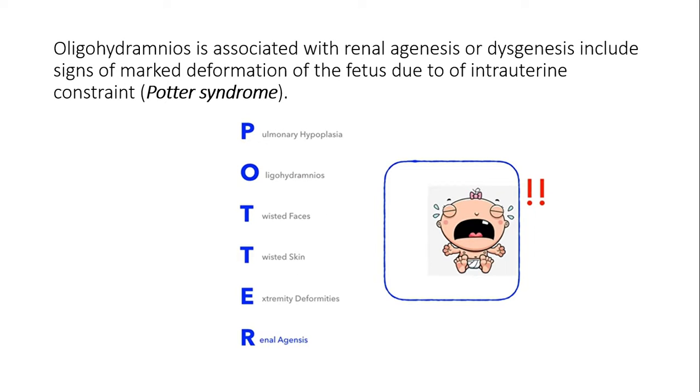One of the complications is the so-called Potter syndrome. You can remember it by a mnemonic rule. P stands for pulmonary hypoplasia. O is oligohydramnios, which we are discussing now. Twisted face, twisted skin, extremities may be deformed, and renal agenesis occur. So this syndrome usually has dramatic complications for the baby, for the neonate.